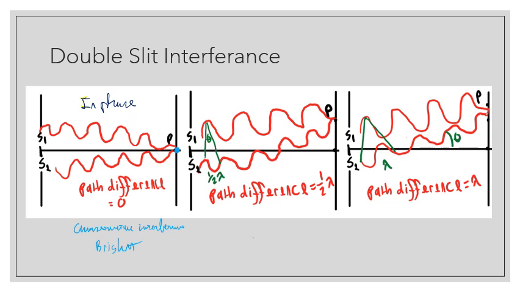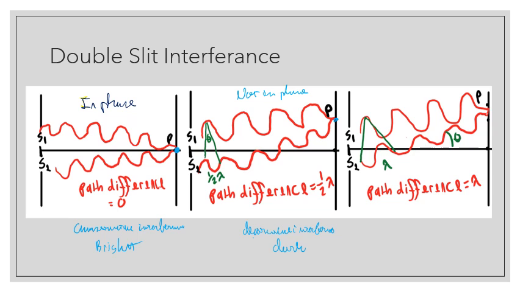So here in the second diagram, these are not in phase. So when they're not in phase, this wave has a maximum here, while this wave has a minimum. So this creates destructive interference, and this is dark. And the path difference, as you can see, they're 1/2 lambda apart. So this creates this destructive interference because they're no longer in phase.